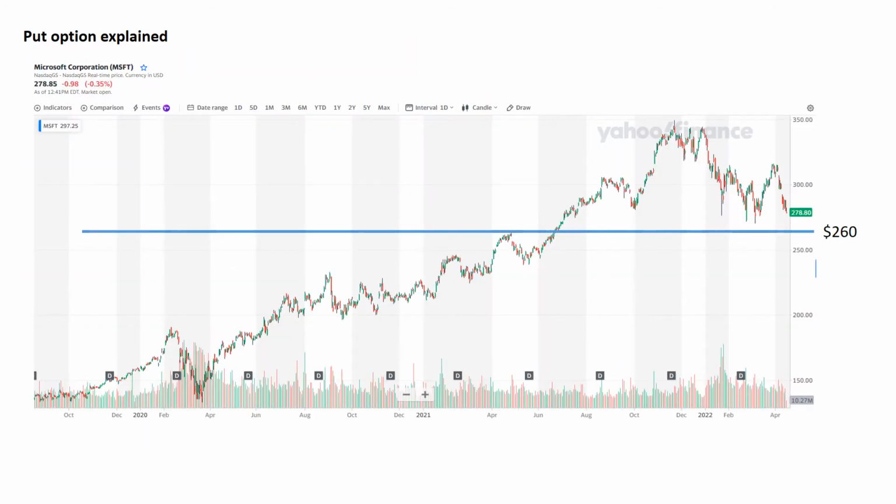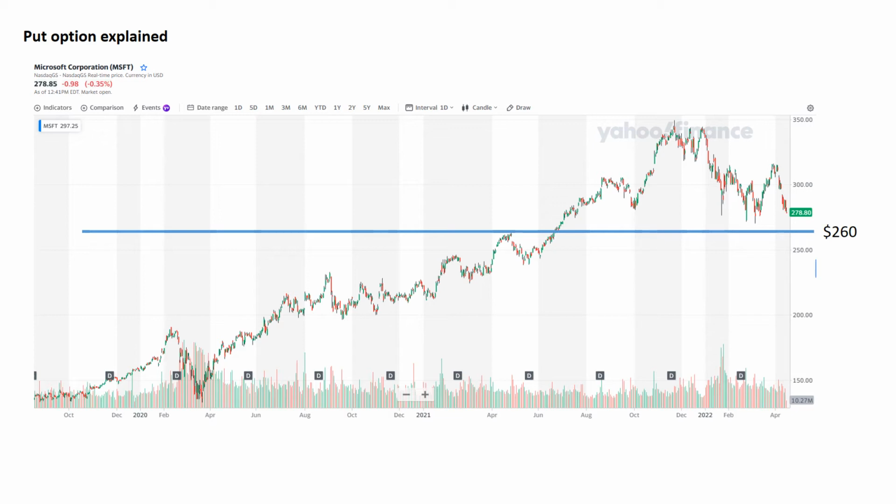All right, let's make sense of this. So again, we're going back to Microsoft. It is the 18th of April 2022. Microsoft is trading at about 278.85. You don't own any shares of Microsoft, and you feel that a good amount that you would want to pay to own Microsoft shares is $260.